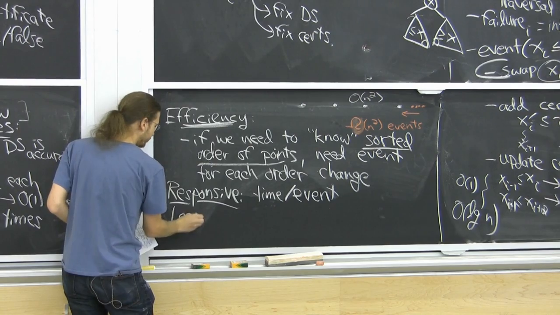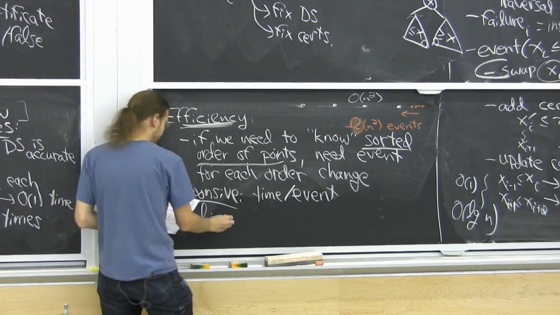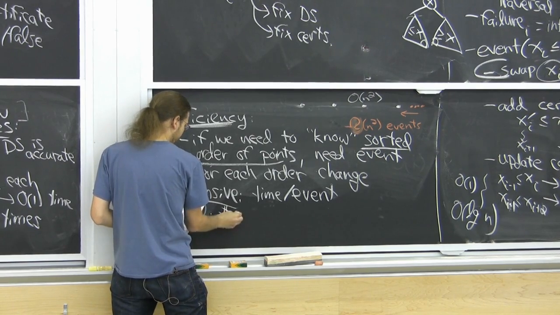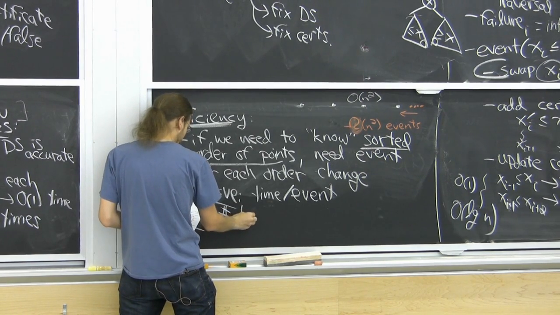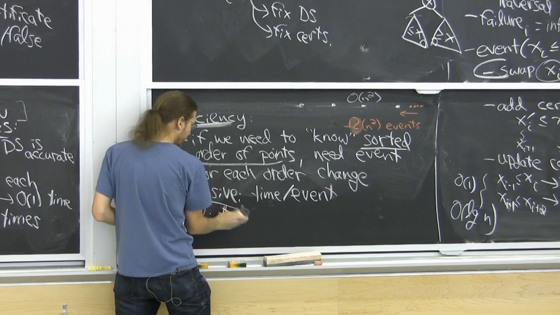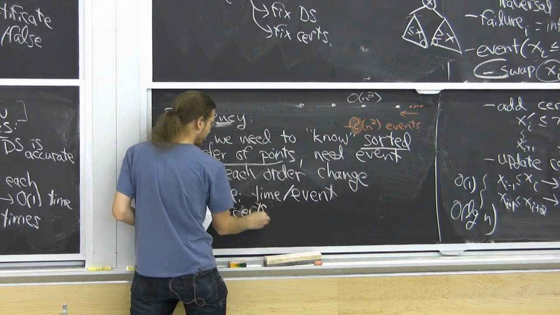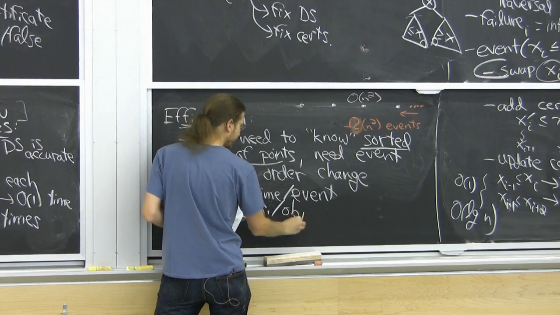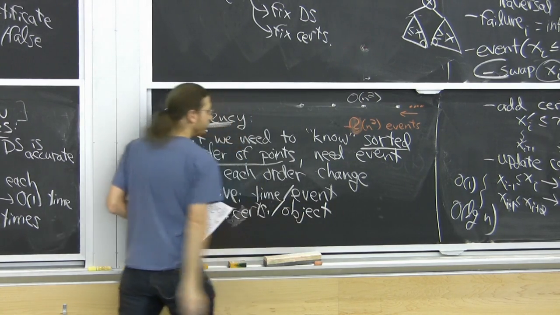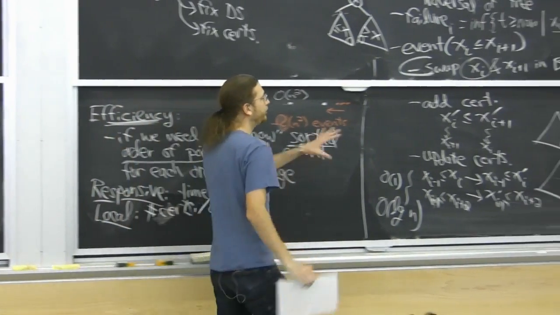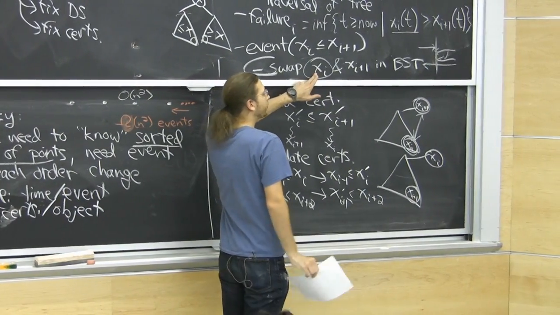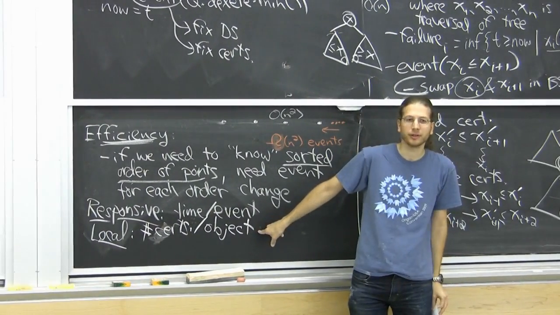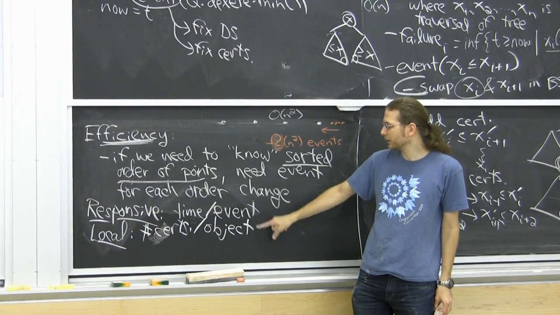There's locality, which is closely related. This is the number of certificates per data object. I said over here, this is good because each item xi is only involved in a constant number of certificates. So we say the locality is a constant number of certificates per object.